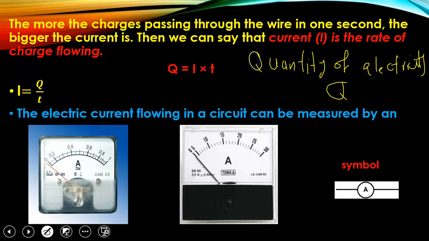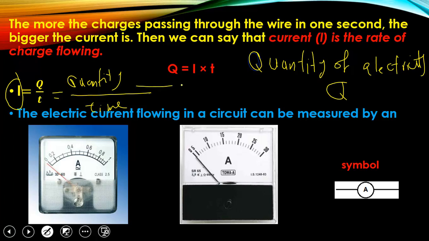Electric current intensity is a physical quantity. It means the quantity of charge that passes through a conductor in 1 second. So the electric current intensity, whose symbol is capital I, equals quantity of electricity divided by time, and is measured by the unit called the ampere.